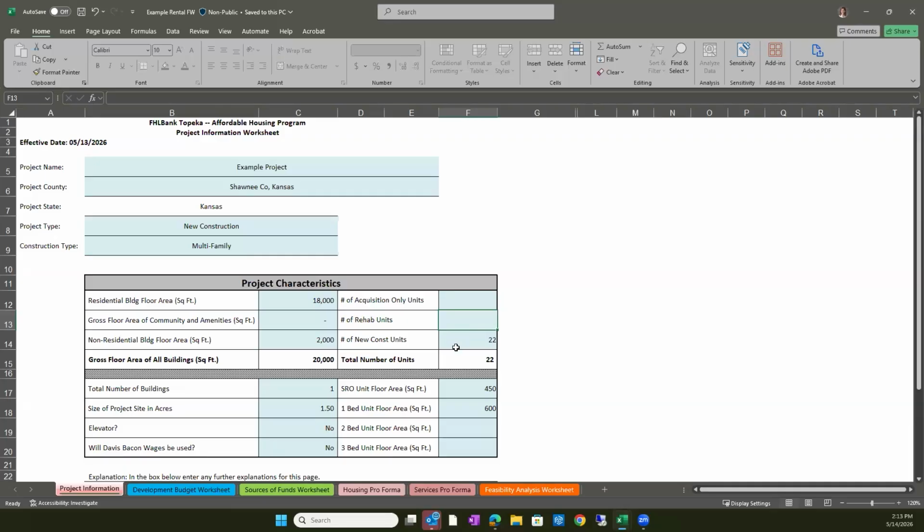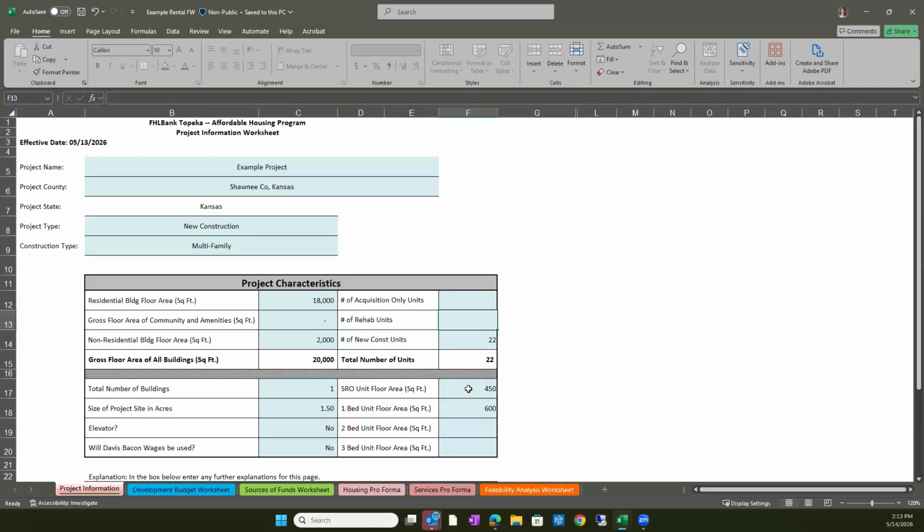The main goal here is to make sure that your total number of units is equal to the total number of units in the project. So this should match the number of units you're entering in your application and in your targeting. Moving down to the right, some more here.